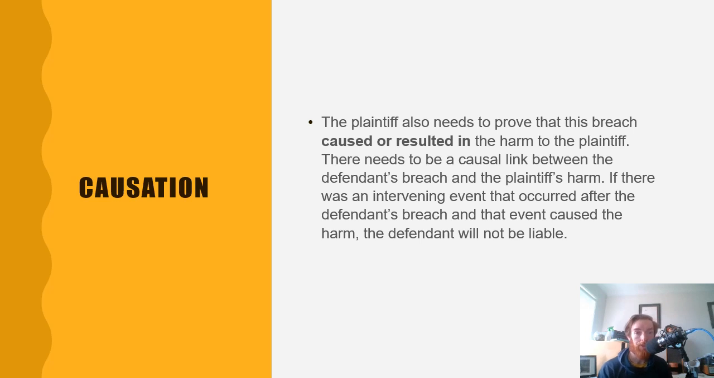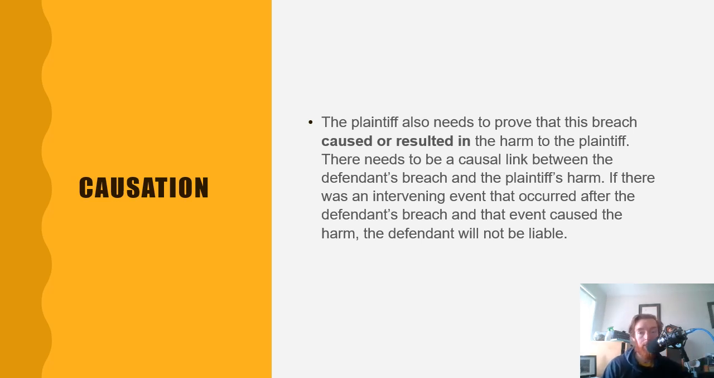Next one is causation. So the plaintiff needs to prove that this breach caused or resulted in the harm to the plaintiff. So there needs to be a causal link between the defendant's breach and the plaintiff's harm. If there was an intervening event that occurred after the defendant's breach and that event caused the harm, the defendant will not be liable.